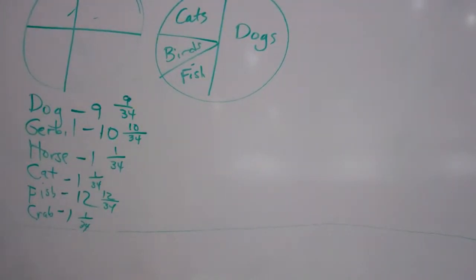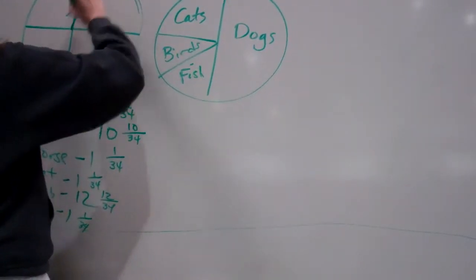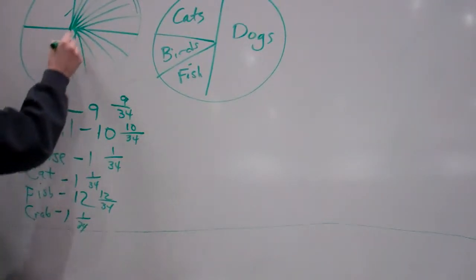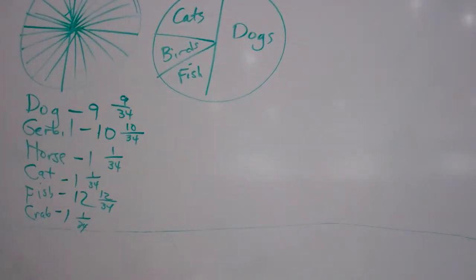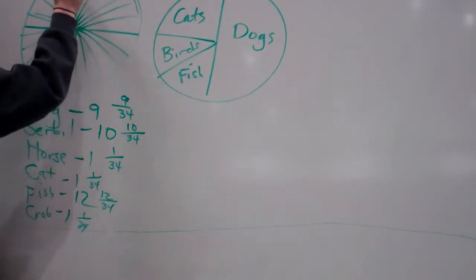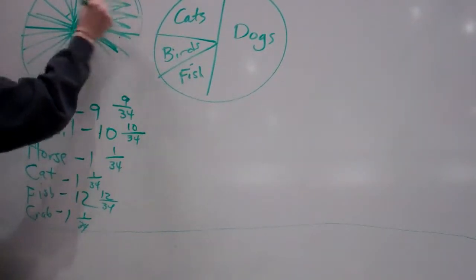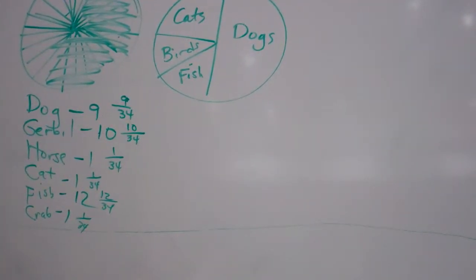Okay, so if I'm going to break up 34, that would be 17 on each half, and half of 17 is 8 and a half. Okay, this is going to be hard. So basically, something like that. Okay, that's like 34, and so we would fill in 9 of them. Something like that would be dogs. 10 of them would be gerbils. You see what I'm saying? So that's how we would do that graph.